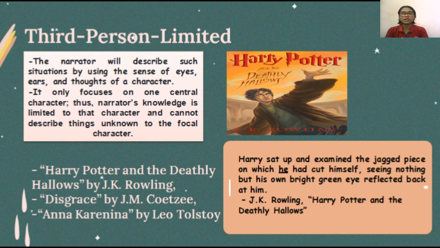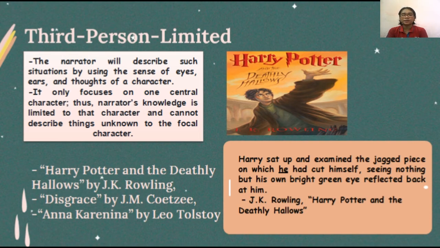And next, I will continue with the last type of point of view. This is third person limited. In this point of view, the narrator will describe a situation by using the senses of eyes, ears, and thoughts of a character. It only focuses on one central character. Then the narrator's knowledge is limited to that character and cannot describe things unknown to the focal character.